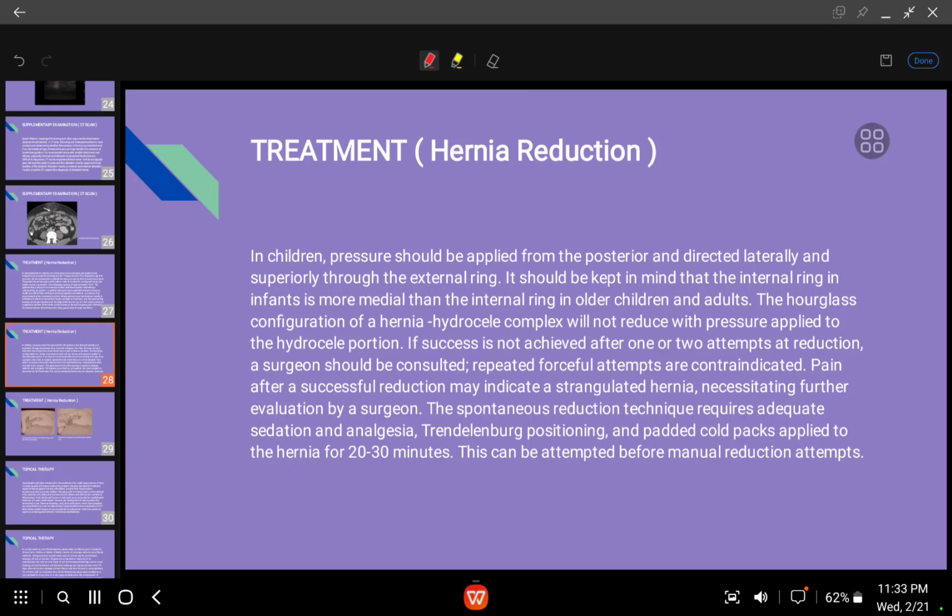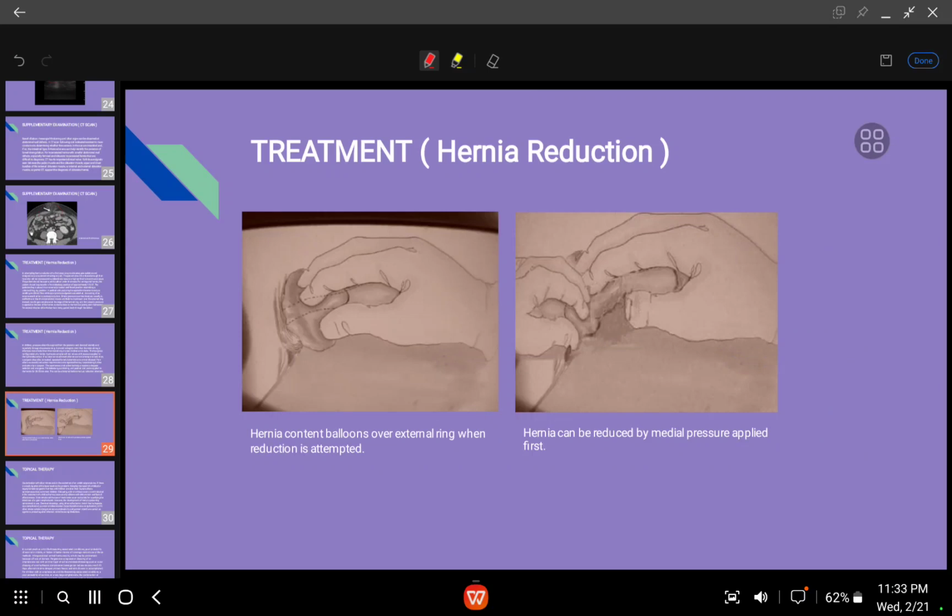In Trendelenburg positioning, padded cold packs applied to the hernia for 20 to 30 minutes can be attempted before manual reduction attempts. So here you can see the hernia reduction. In this figure, hernia content balloons over the external ring when a reduction is attempted, but here it can be reduced by the medial pressure applied first.